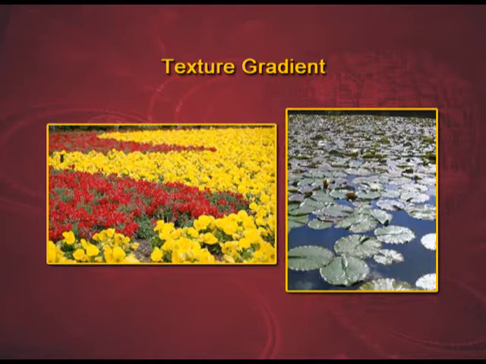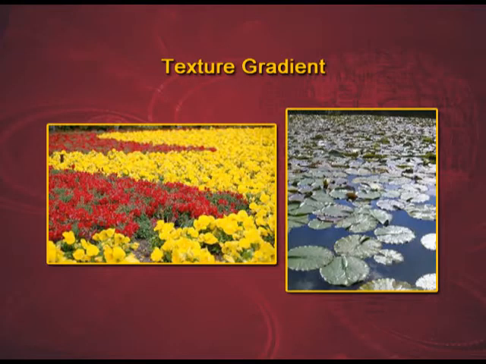Texture gradient is a very interesting monocular cue. Things which are equally spaced seem to get denser as they are far away. On your screens, you are seeing two pictures of flowers and leaves. They are all equally spaced, but when they are nearer to you, they seem to have more spacing. As they get far away, the spacing reduces and the density of flowers and leaves increases, thus giving you a clear perception of distance.